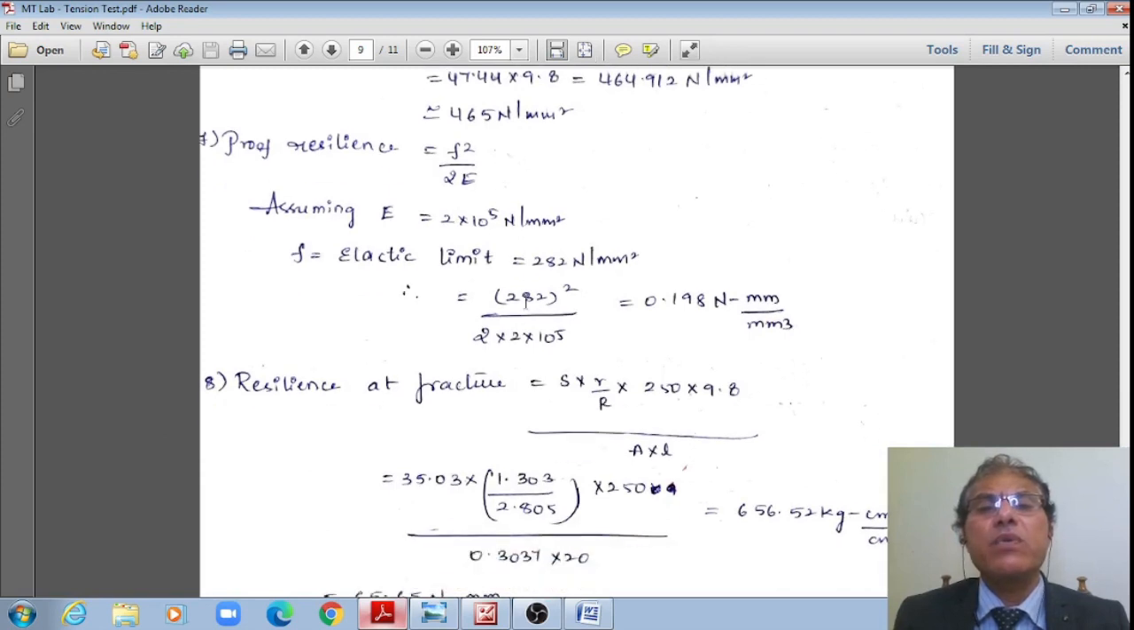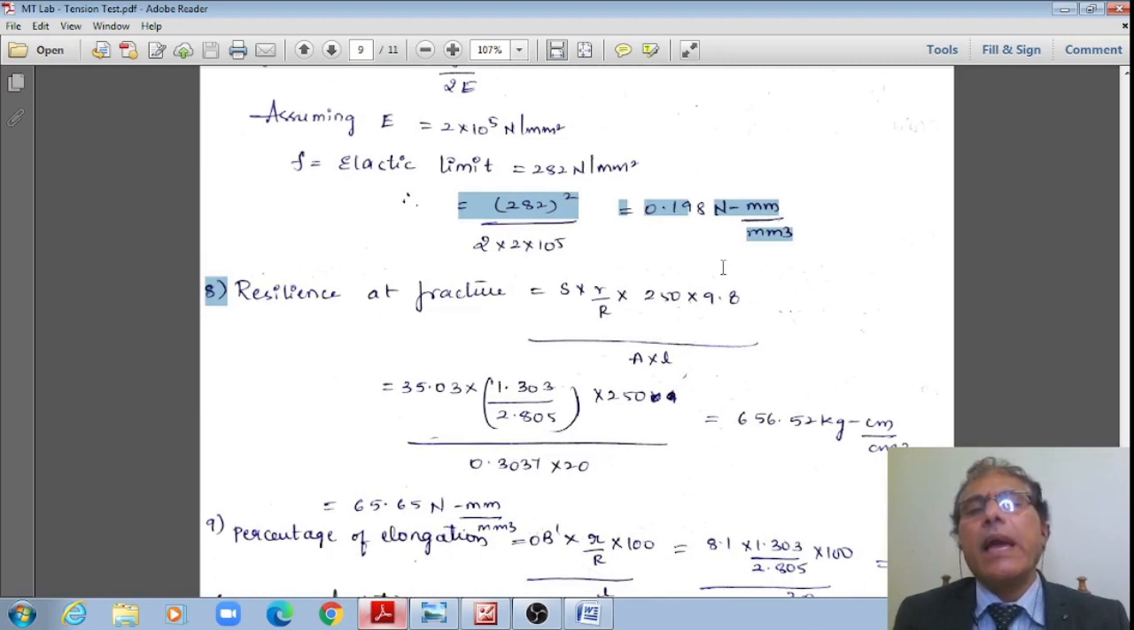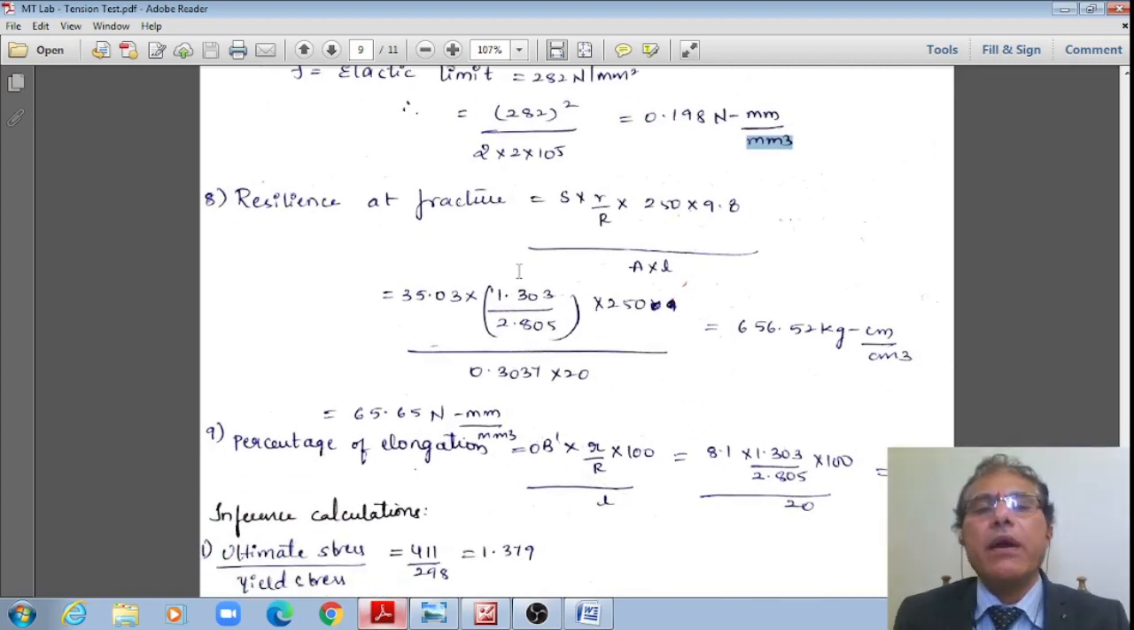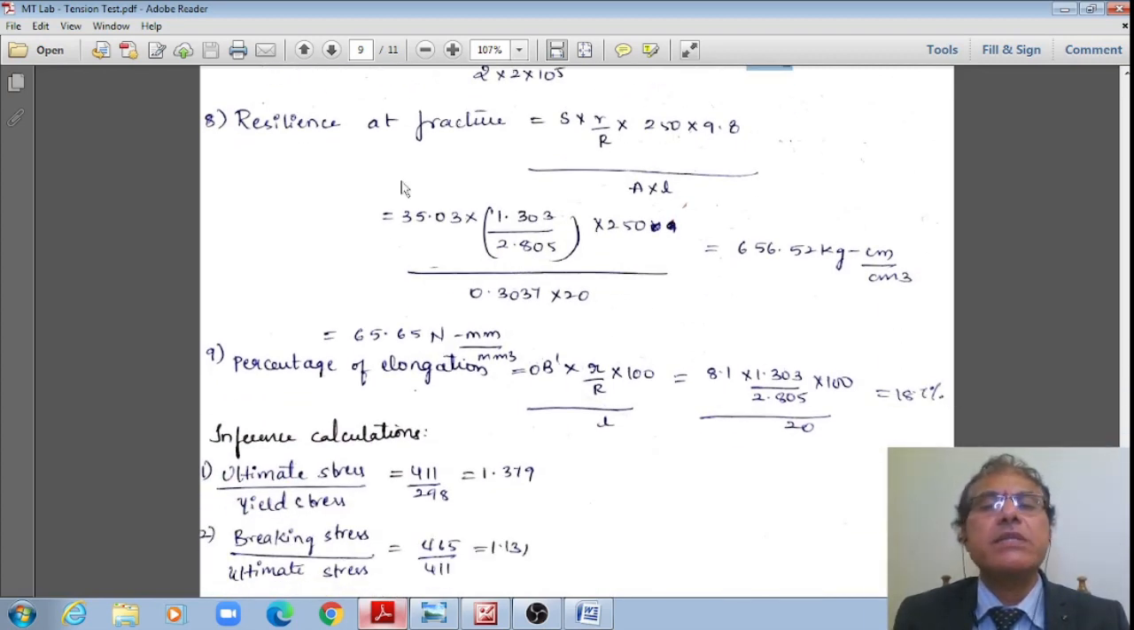Therefore, if I substitute that, it works out to 282 whole square divided by 2 into 10 to the power 5 Newton per mm square. Therefore, it is around 0.1982 Newton mm per mm cube. Means this much of strain energy, Newton mm per one unit volume, right? I'm writing that up to say fourth decimal or third decimal, right?